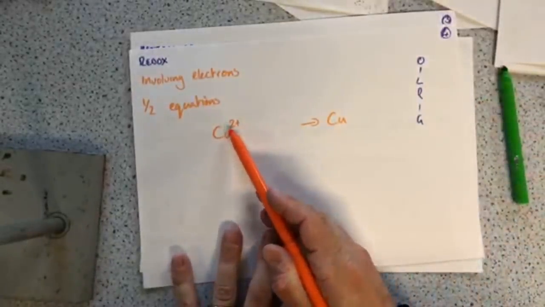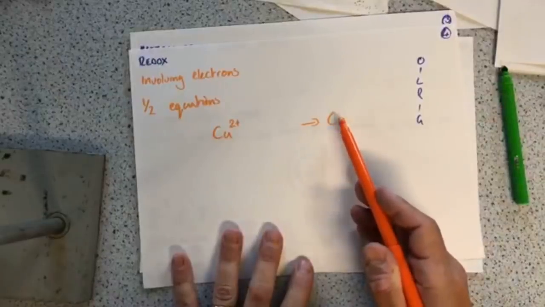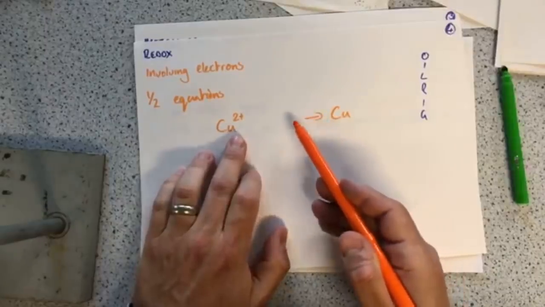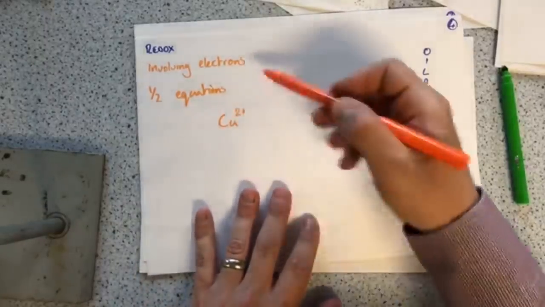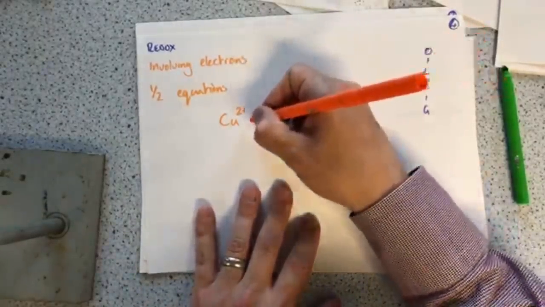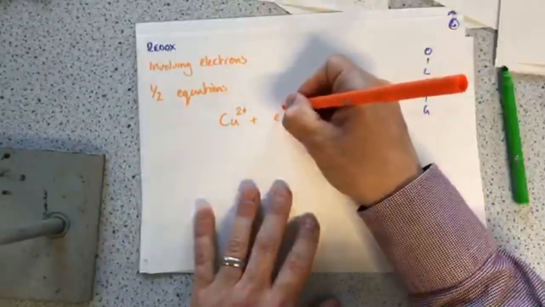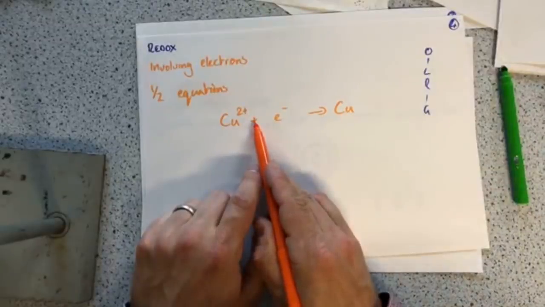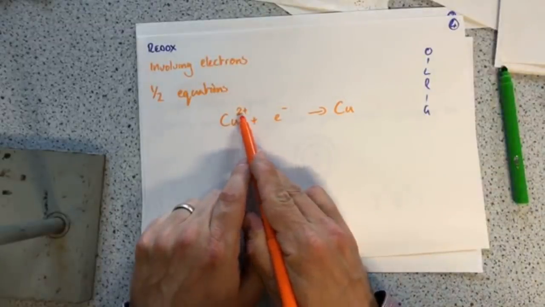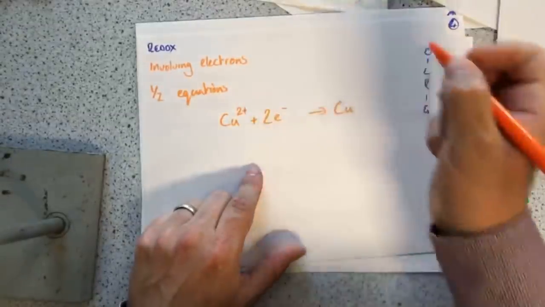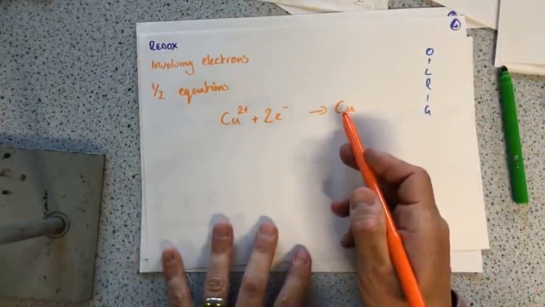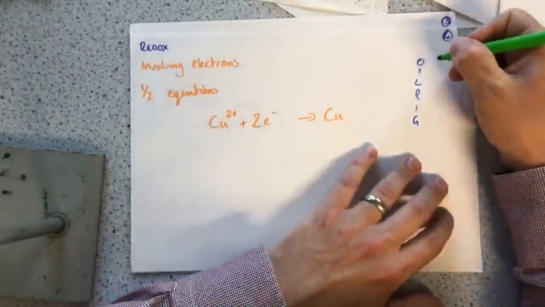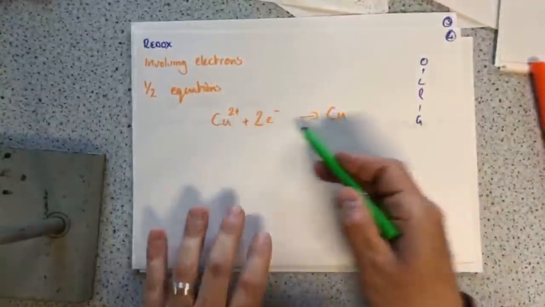Now, when that copper ion turns into a copper atom, it has to go from being positive to having no charge. So we need to make that more negative. So we have to add some electrons to it. And because this symbol here is a plus, this symbol here is also a plus. And because the charge there is 2, we have to add 2 electrons in order to make that copper. That is a half equation.